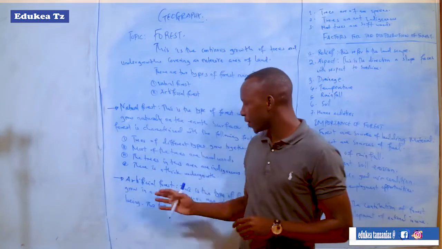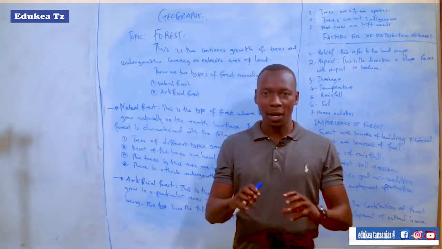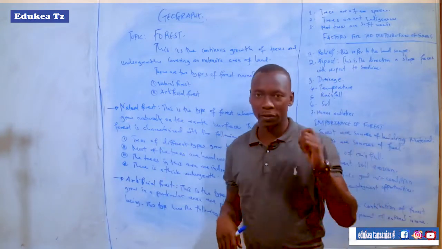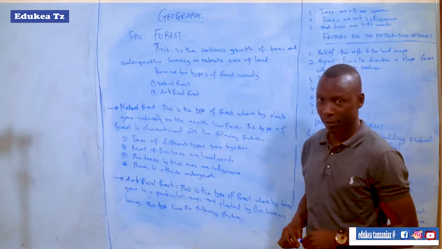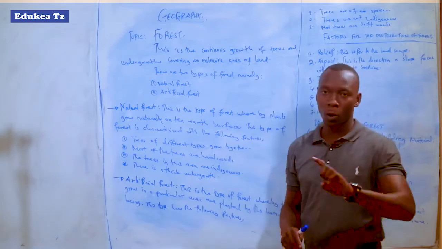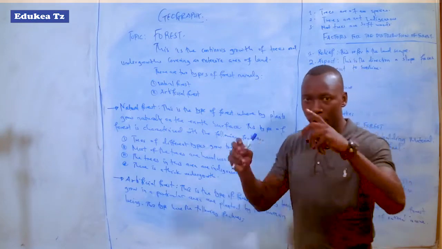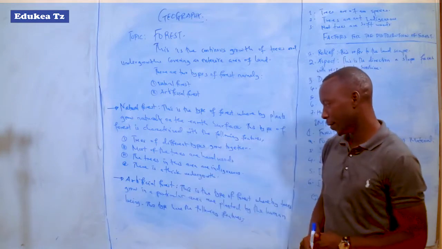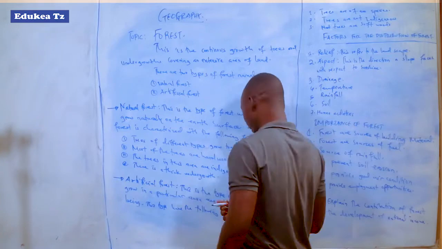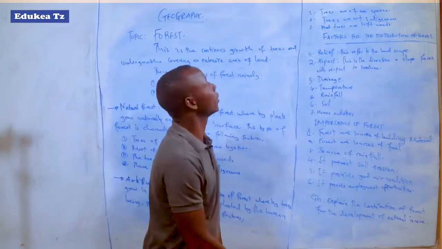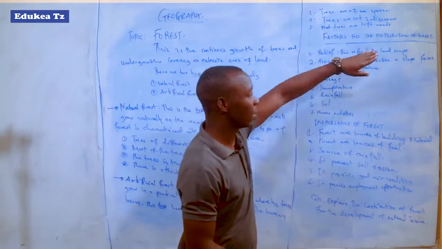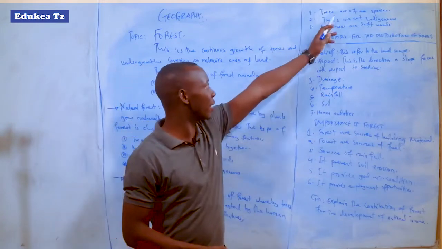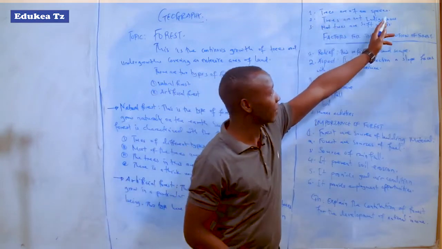The nature of this type of forest depends on the presence of human beings, because human beings are the driving force behind its presence. If human beings were not there, we would only have one type of forest. But due to the presence of human beings, the types have increased to include artificial forest. Now let us see its features. Trees are of one species, because the human being is the controller, and as the controller has decided to use one species in a particular area.